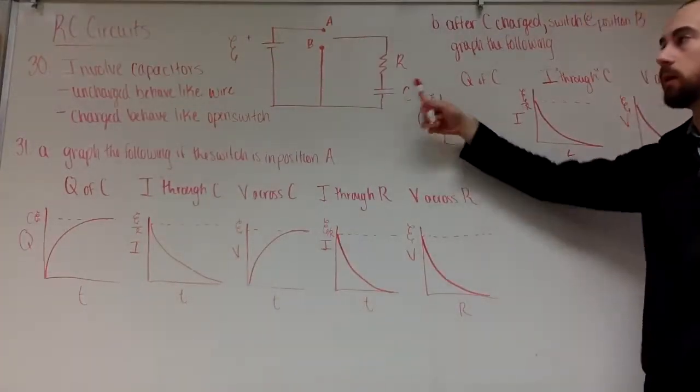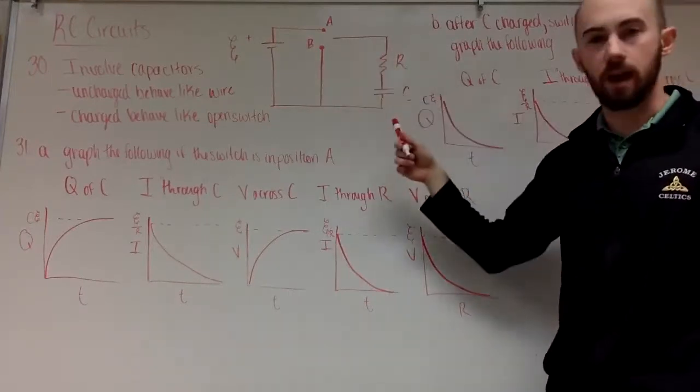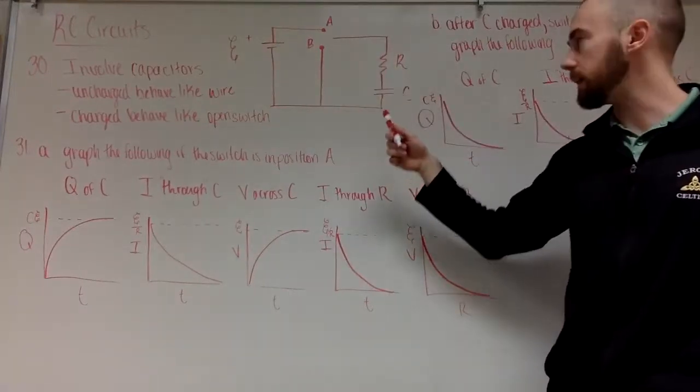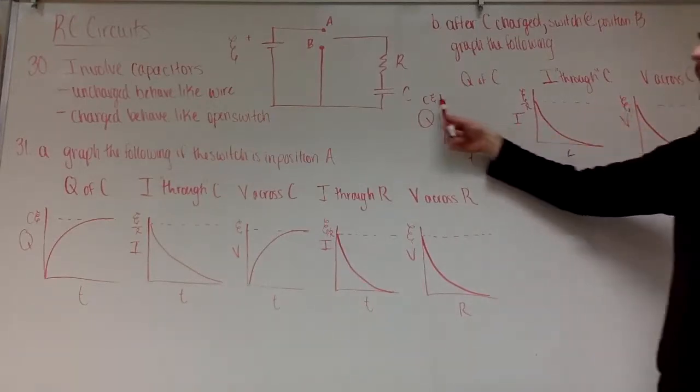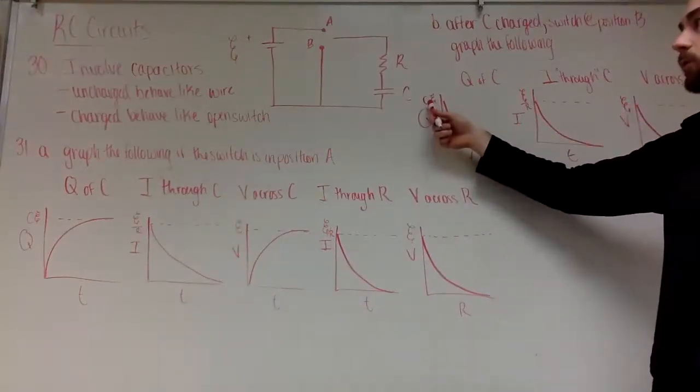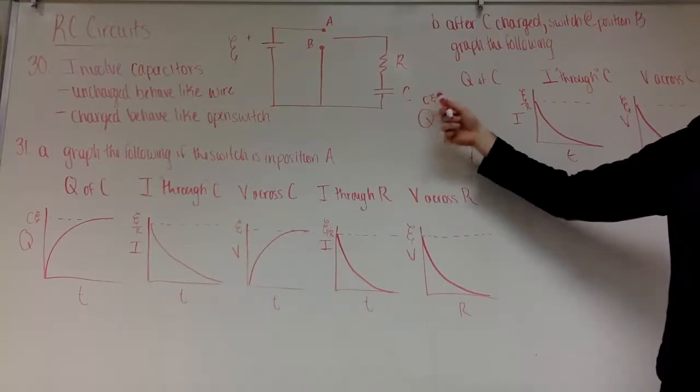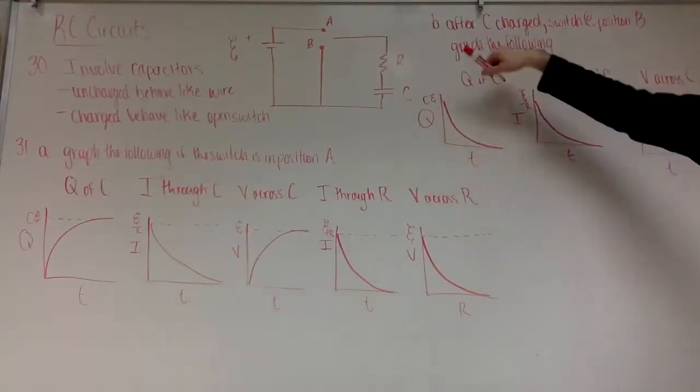As soon as you let it go, charges are going to start flowing around in the opposite direction they came in, to try and equalize the capacitor, to neutralize it again. It's got an electromotive force on it. And so the maximum charge is just going to be equal to the electromotive force times the capacitance.